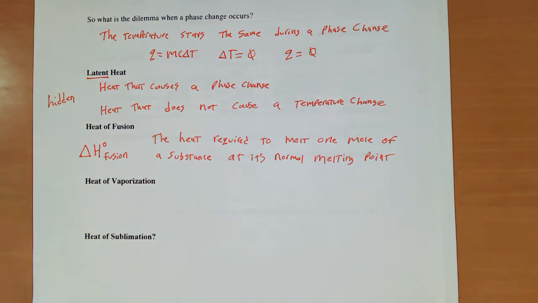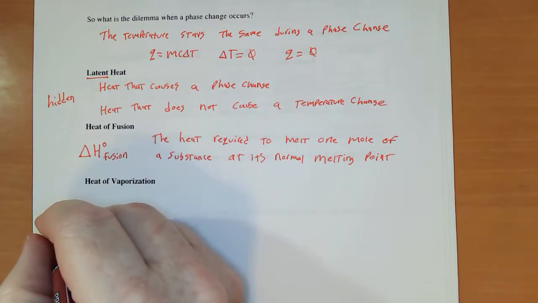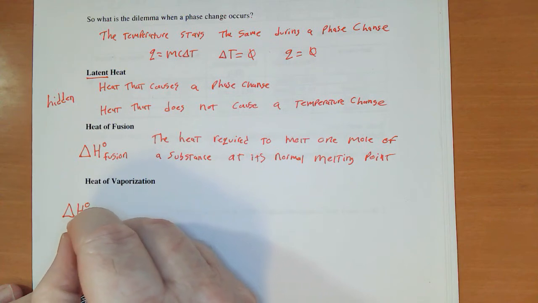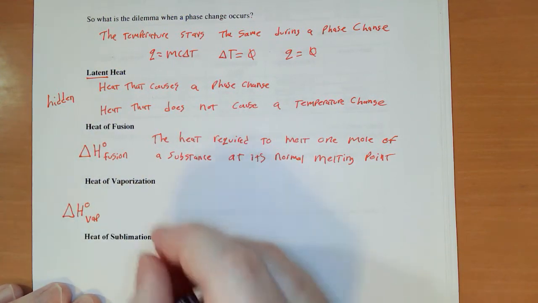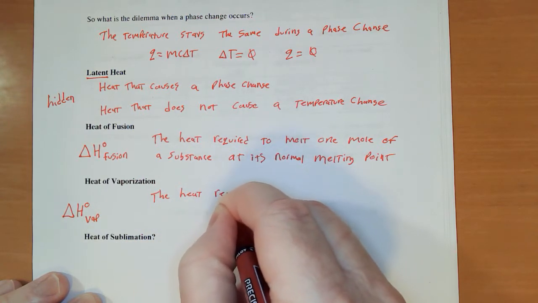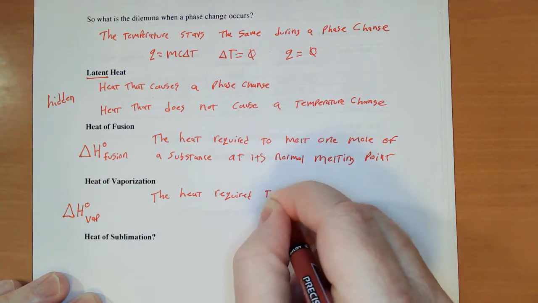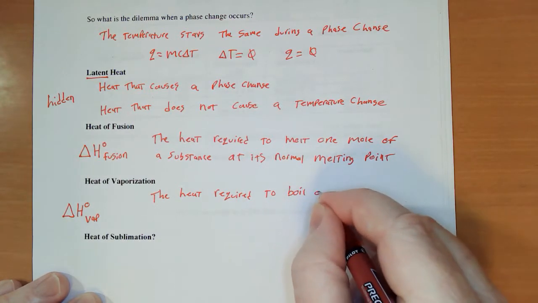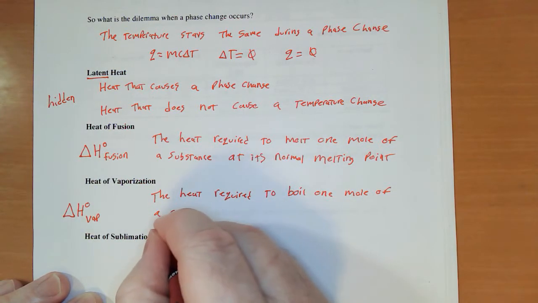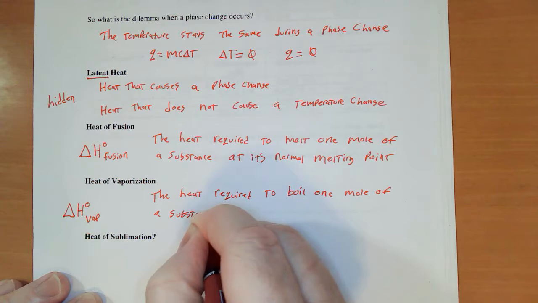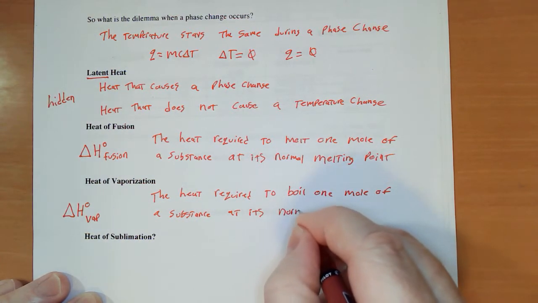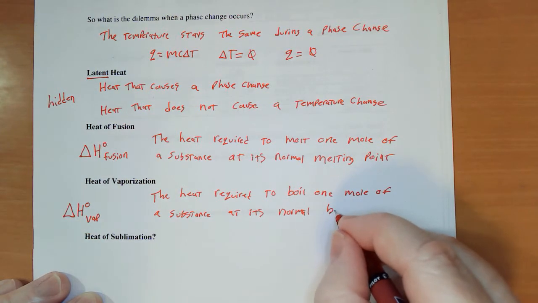Okay? Now, the next one is called the heat of vaporization. Delta H naught, and most of the time we just say VAP for vaporization. Now that is the heat required to boil 1 mole of a substance at its normal boiling point.